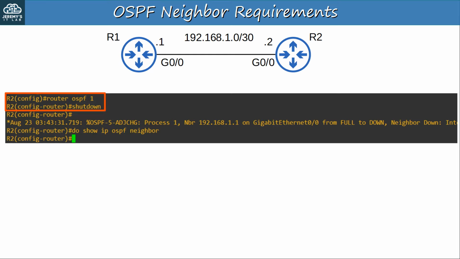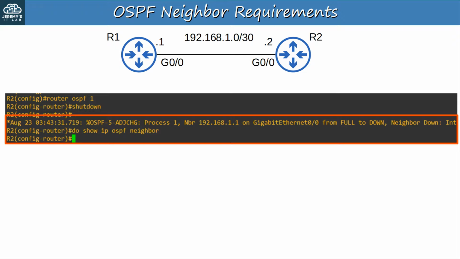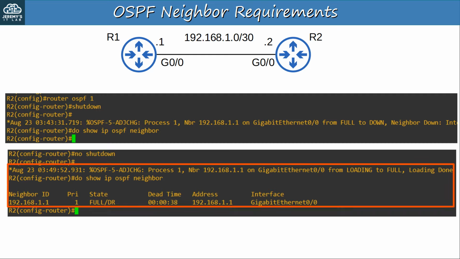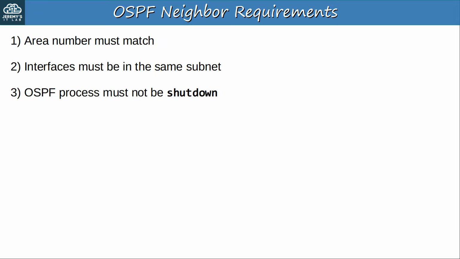From OSPF configuration mode on R2, I use the shutdown command. Then a message is displayed indicating that its neighbor R1 has gone from full to down, and no neighbors are displayed in show IP OSPF neighbor. Then I enable OSPF again with no shutdown. A message indicates the neighbor is back up, and you can see it in show IP OSPF neighbor. That one won't be a problem unless you manually shut down the OSPF process, so usually it's not a problem.